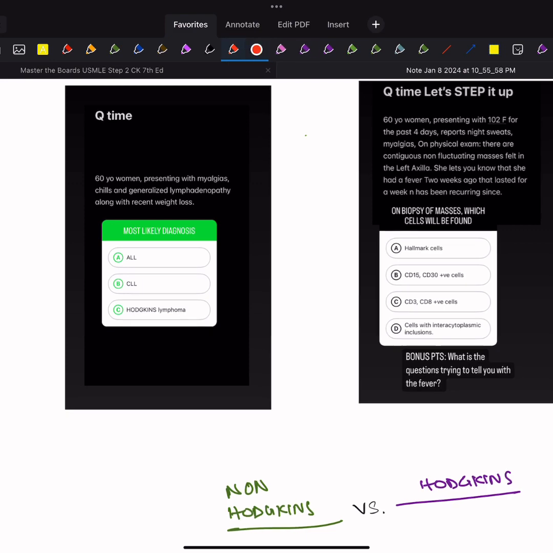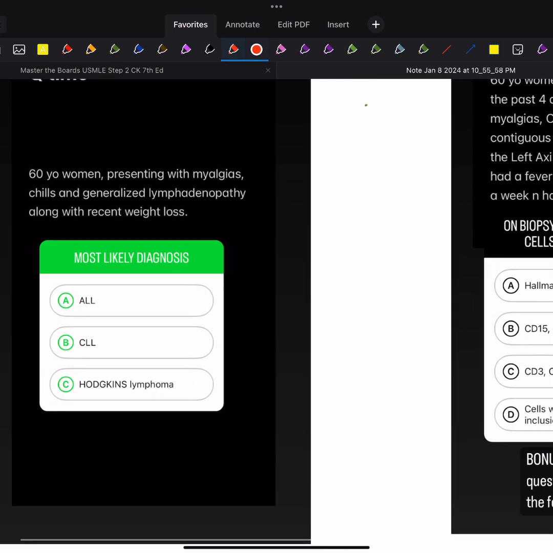So the concept behind the first question is that anybody above the age of 60 years old with generalized lymphadenopathy, the most common cause is leukemia lymphoma. So right away, we should be starting to think about leukemias and lymphomas. So that leaves us with all these options. So we have Hodgkin's, we have CLL, and ALL.